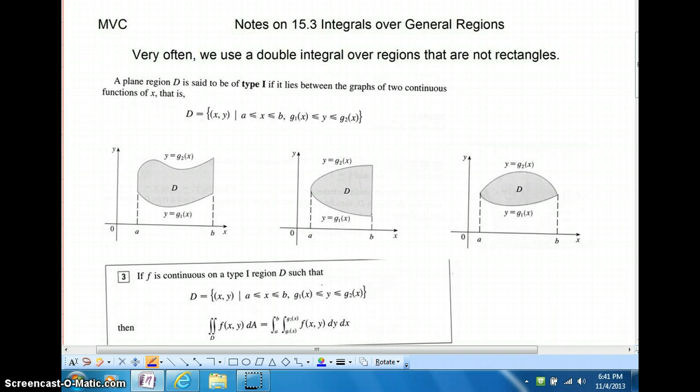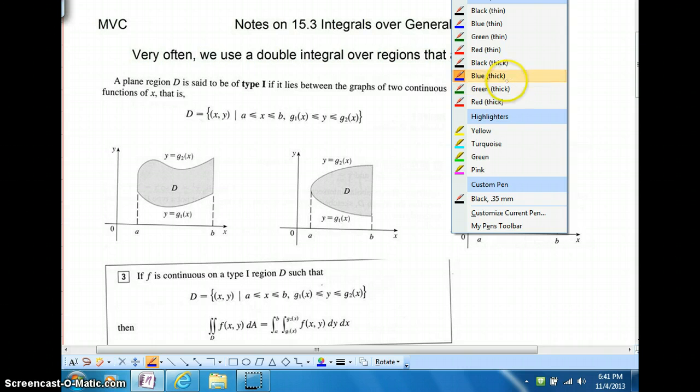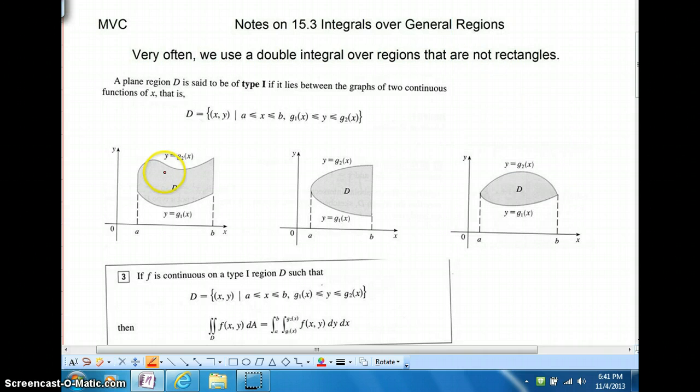There are several pictures that represent this type of possibility. One common theme that I hope you'd see is that for all of these regions, if we were to draw a vertical segment, you could see very clearly that y would be bounded. There is a definite top y value and a bottom y value, always defined by the top function and the bottom function, g2 and g1 specifically. Whereas x would just go between a and b.